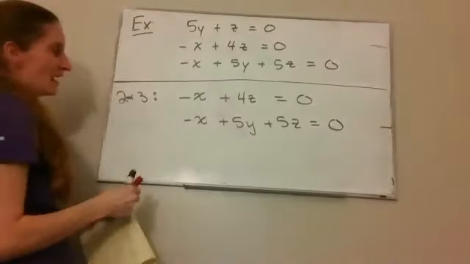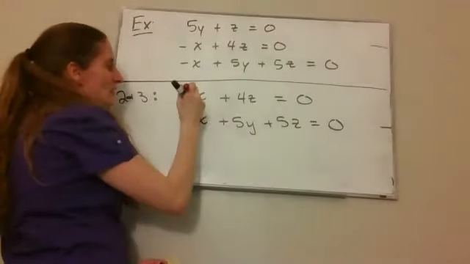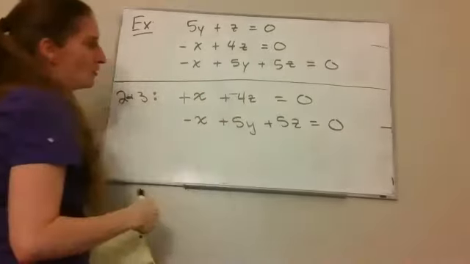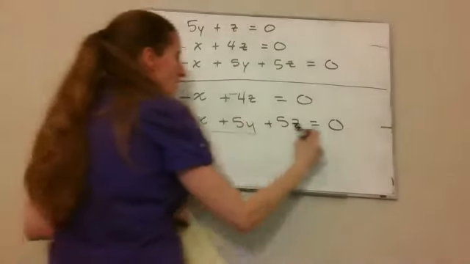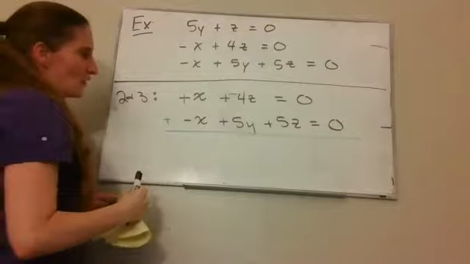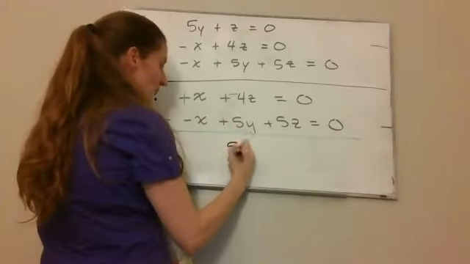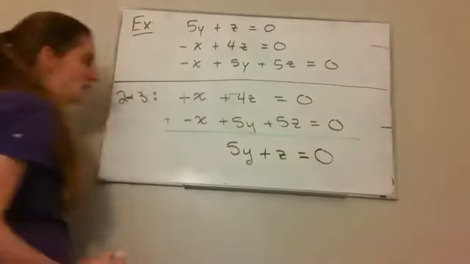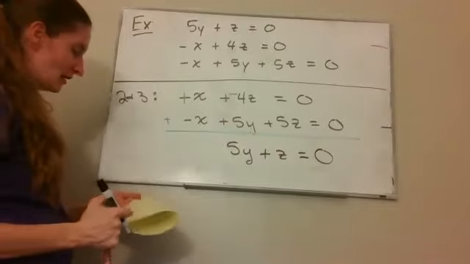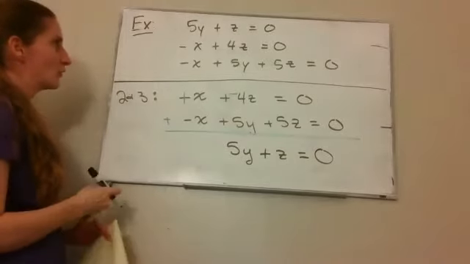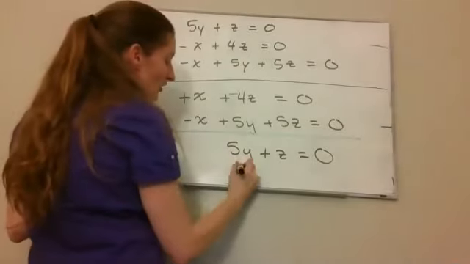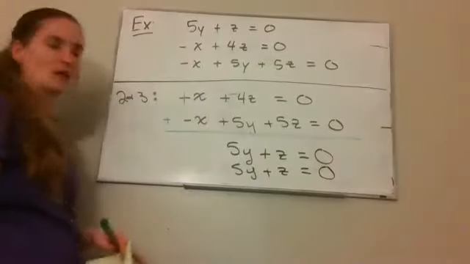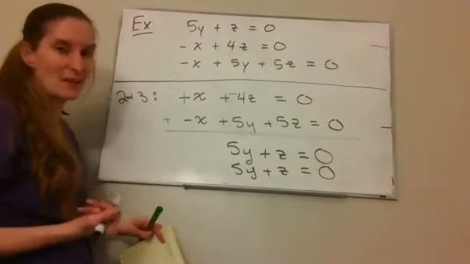And to eliminate the x, I just have to multiply my top equation by negative 1. And that just changes my signs. Negative 0 is still 0. And when I add these two equations together, the x's are gone. And I get 5y plus z equals 0. And now let's compare that to our other equation that has just y's and z's. The other equation is 5y plus z equals 0. Well, that's interesting. They're the exact same equation.